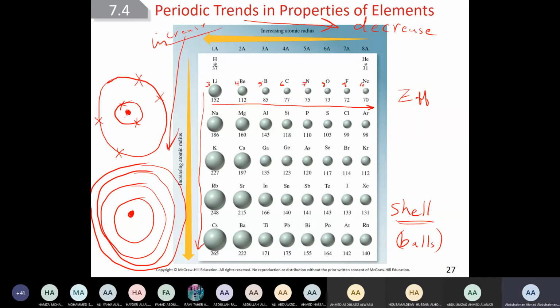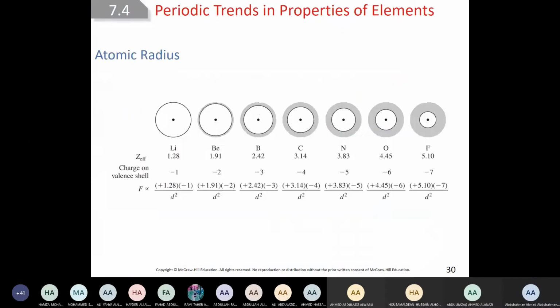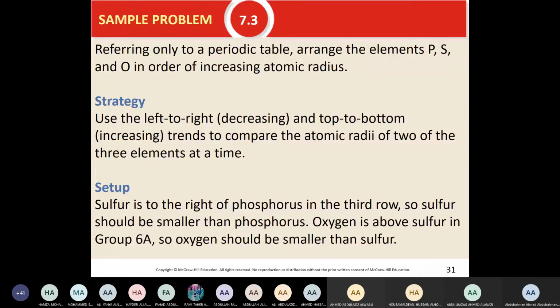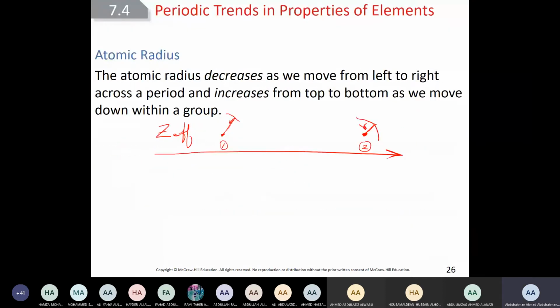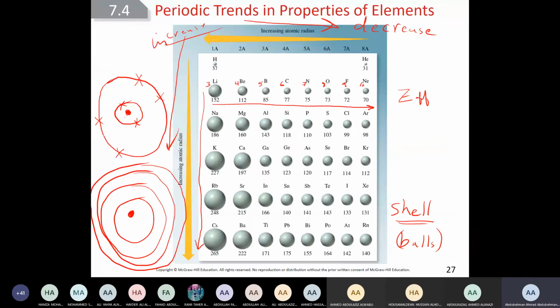Clear? Any question? Good. Now we will talk about mainly, let's go back to this one. Do you have your periodic table? I want you always to bring your periodic table. Do you know which elements we're talking about here? These are the S and the P elements. You remember?